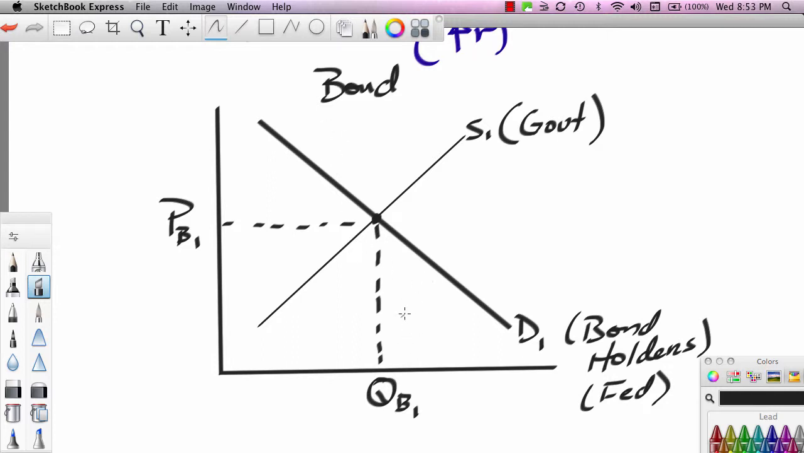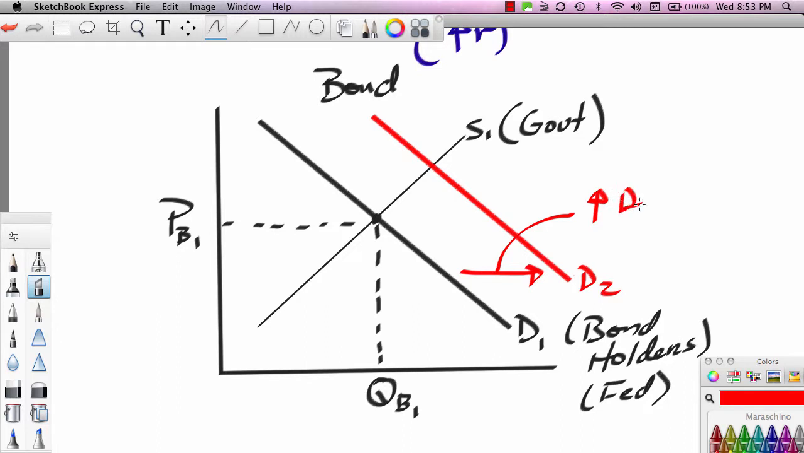Now, if there is an increase in the demand for anything, that's going to shift the demand curve which way? It's going to shift the demand curve to the right. So let's go ahead and label this D2. So there's greater demand for bonds. The increased demand is caused by the Fed. Okay. Now, what's the effect of that?